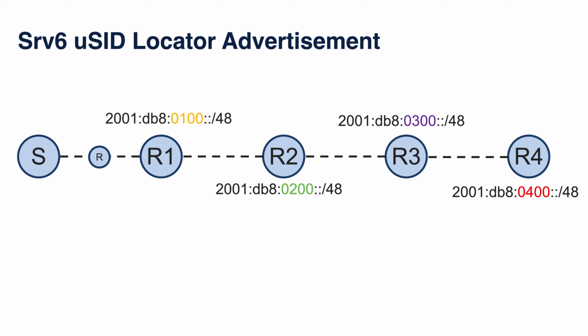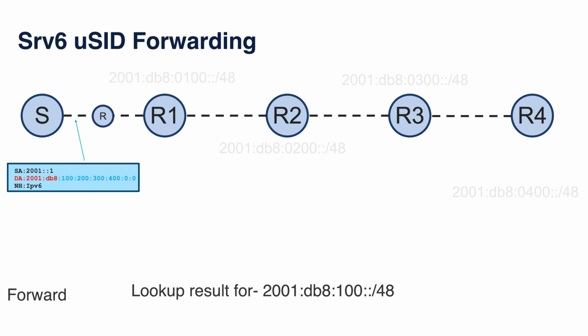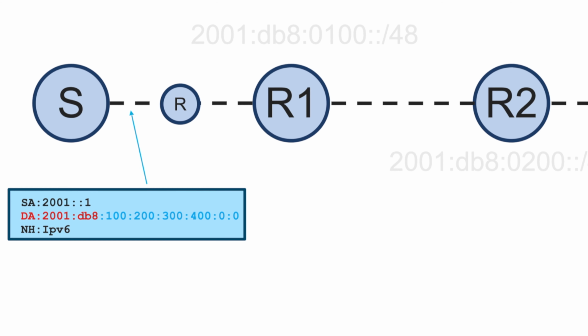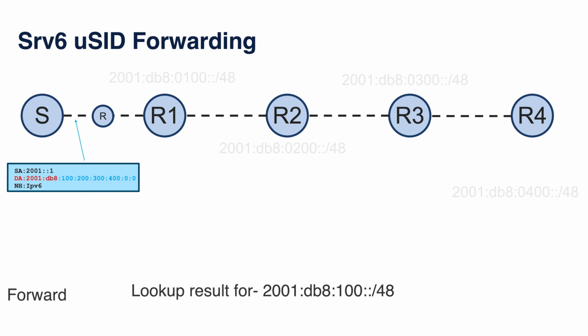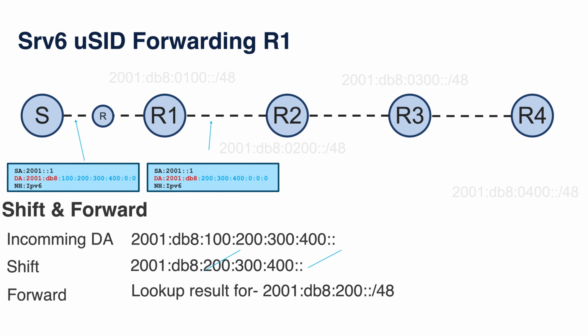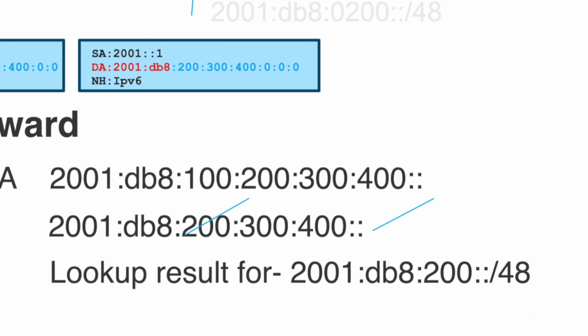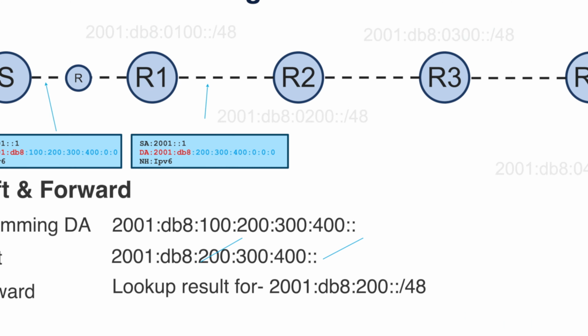And that's it. Then each node has a locator with the microSID block and router ID, and that locator is being advertised by the IGP protocol, and anyone in the network has full reachability to any function instantiated on the router. Here is a forwarding example. The source will create a carrier with 5 micro-instructions and a common SRv6 microSID block. The packet is then routed towards router 1 based on the locator advertisement. Router 1 then will do what we call shift and forward, which is to shift all micro-instructions by 16 bits and forward the packet based on the new destination address, which is 2001:DB8:200.